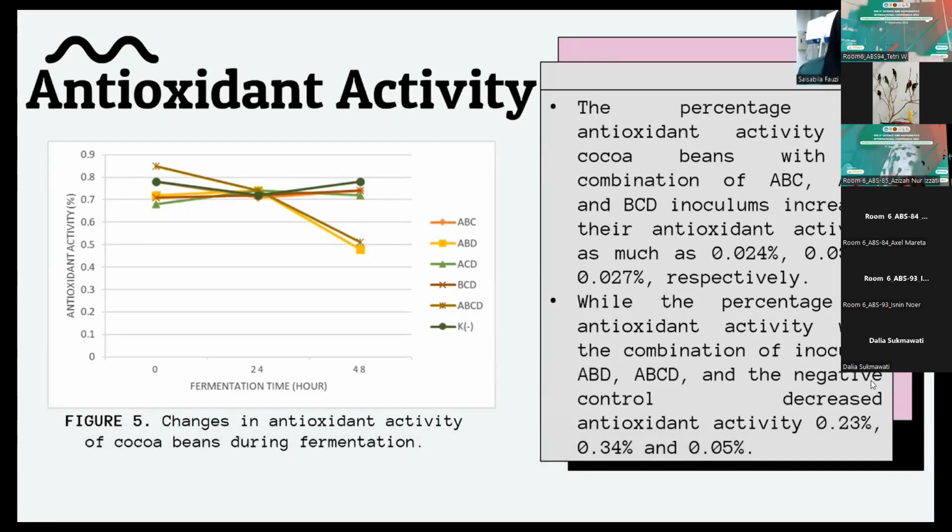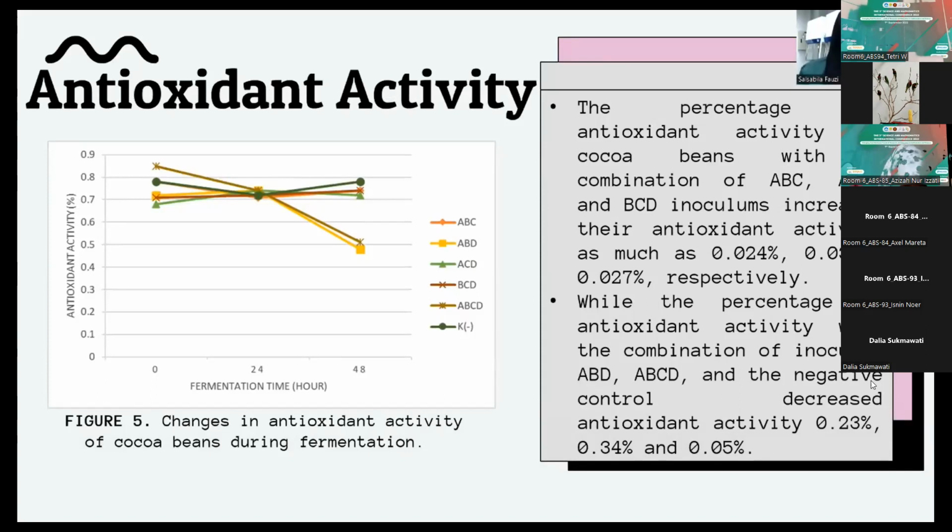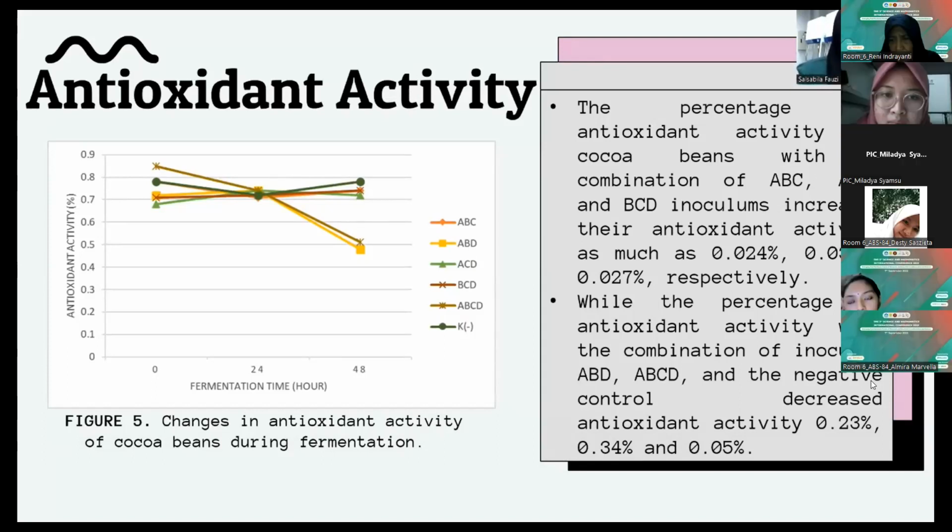And the DPPH radical inhibitor activity decreased with longer fermentation, which means that the decrease in antioxidant activity was due to the decrease in polyphenols. Polyphenols are the main components of cocoa beans that play a role in antioxidant activity. During fermentation, the decrease in polyphenol content was also due to biochemical modification through polymerization and complexation with proteins. It can also reduce solubility and the astringency of the cocoa beans.